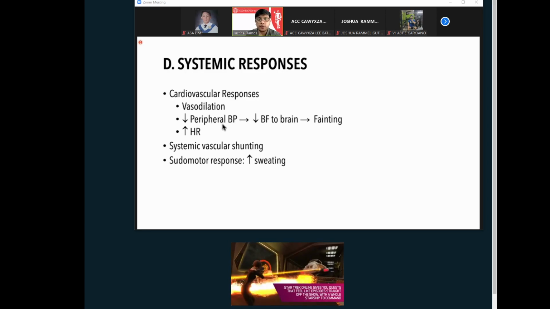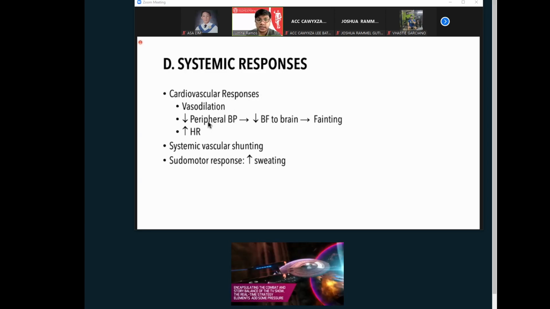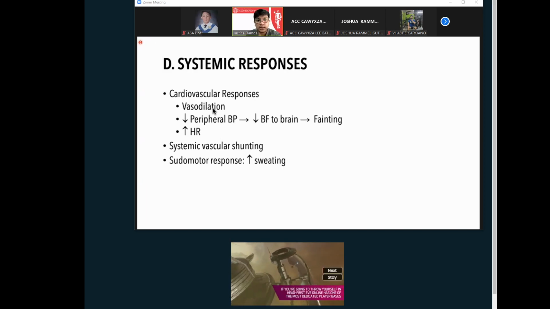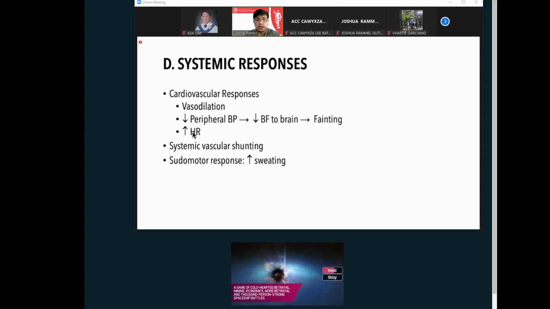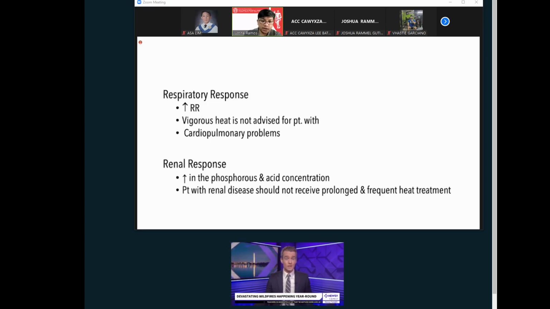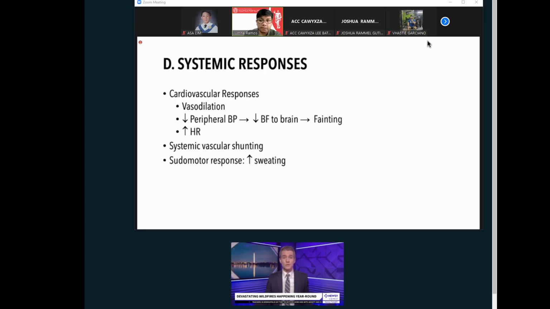And of course, in response to decrease in blood pressure, your heart will try to compensate for that decrease in blood flow, kaya nag-i-increase naman ang heart rate. And you also have systemic vascular shunting. Most of your blood vessels would shunt the blood towards your venous circulation. And if that would happen, there is a certain phenomenon na tinatawag nating rebound vasoconstriction. Ayaw natin yan. Bakit?